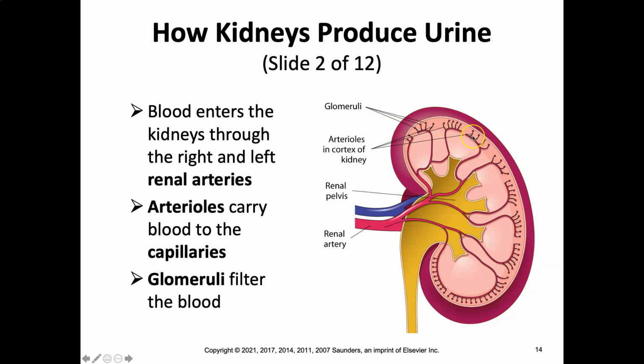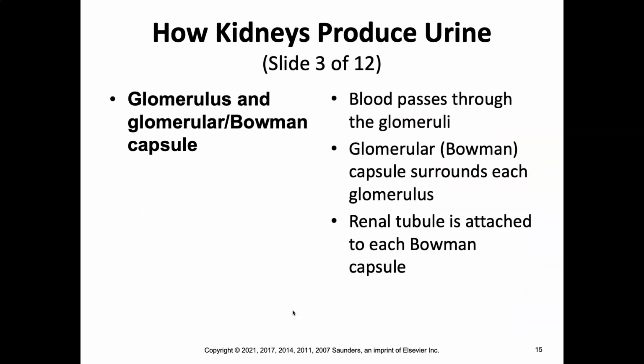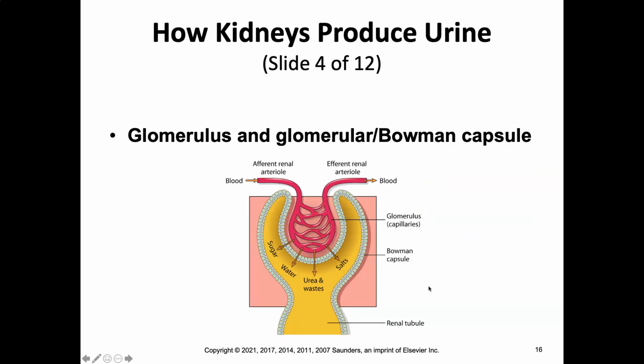These structures out here. And these little tiny beads at the edge are called glomeruli. And those are the ones that actually do the filtering. The glomerulus and the glomerular Bowman capsule. The blood will pass through those glomeruli, and the Bowman capsule surrounds those, and there's a renal tubule attached to each one. So what does that mean? What does it really look like?